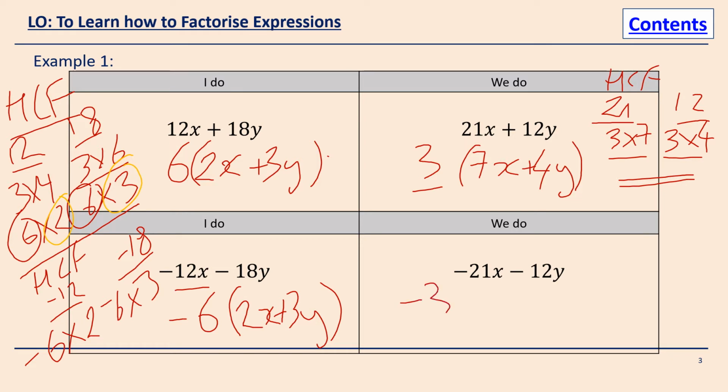Okay, I agree with the minus 3, 7x plus 4y. Let's check it. Minus 3 times 7 is negative 21x. And minus 3 times 4 is going to give us minus 12, and that's minus 12y. Well done.